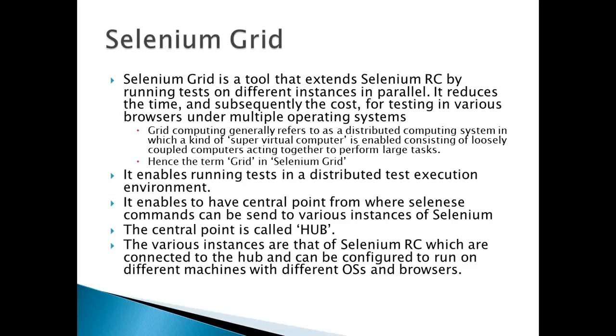It enables you to have a central point from where Selenium commands can be sent to various instances of Selenium. That is, you have a central place where you run the test, which consists of Selenium commands, and then it sends them across to different instances, which are nothing but one piece of the various combinations which we want to run the test on. Now, this central point is referred to as a hub, and the various instances are that of Selenium RC, which are connected to the hub and can be configured to run on different machines with different operating systems and browsers.